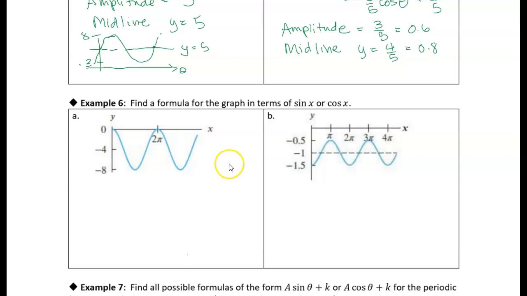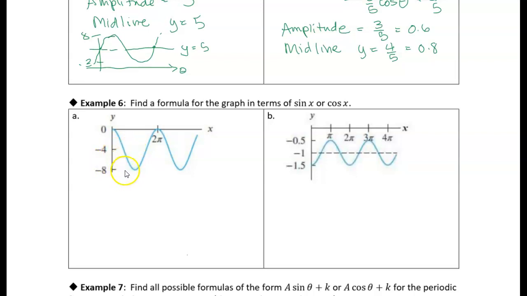All right, in this example, it's just sort of the opposite of what we did in the last example. In the last example, you were given an equation and you had to tell what the midline and amplitude was. Now in this one we're given a graph, and we can easily find out what the amplitude and midline are, and given what we know now, we can write the equation for the sine or cosine function. All right, so let's take a look at this first one.